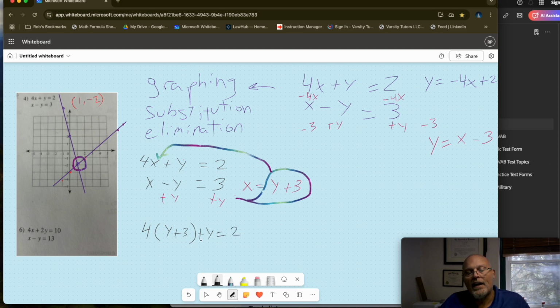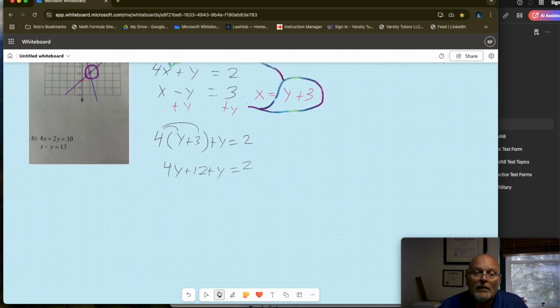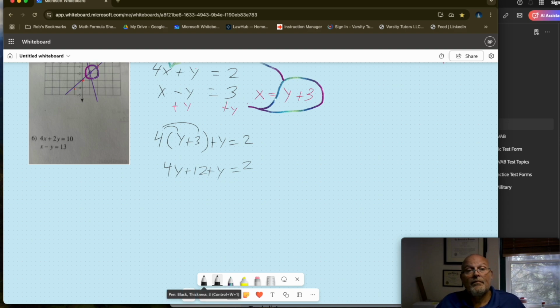And you'll notice now that I have nothing but y in this equation, which is back to the solving algebraic equations that you've already done. So first I will distribute, making sure to get all of the terms and the correct sign. I have 4y plus 12 plus y equals 2. And now I'm going to combine like terms and get 5y plus 12 equals 2.